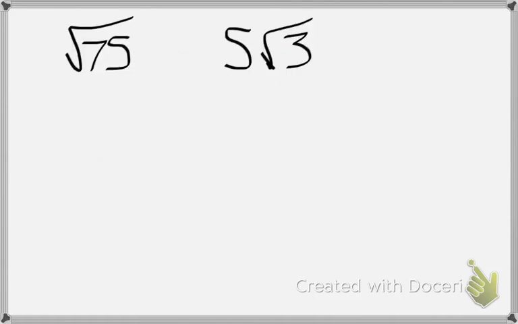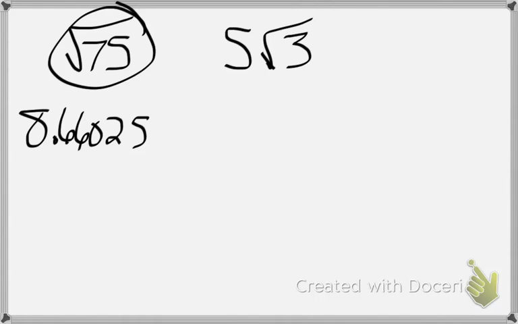Check with your calculator. If you type in the square root of 75, you get approximately 8.66025. It keeps going on forever. It's an irrational number. That's one of the examples of irrational numbers: the square root of non-perfect squares. Because, for example, 8 times 8 is 64, 9 times 9 is 81. So this is between those.